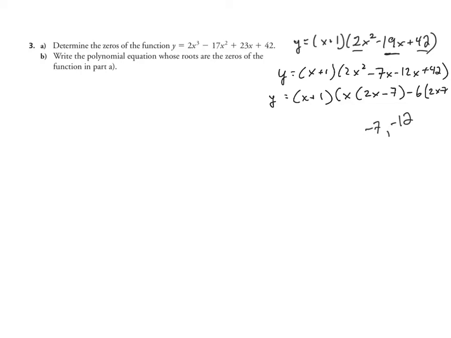2x minus 7. And so y equals x plus 1, x minus 6, 2x minus 7. Let's get rid of this.